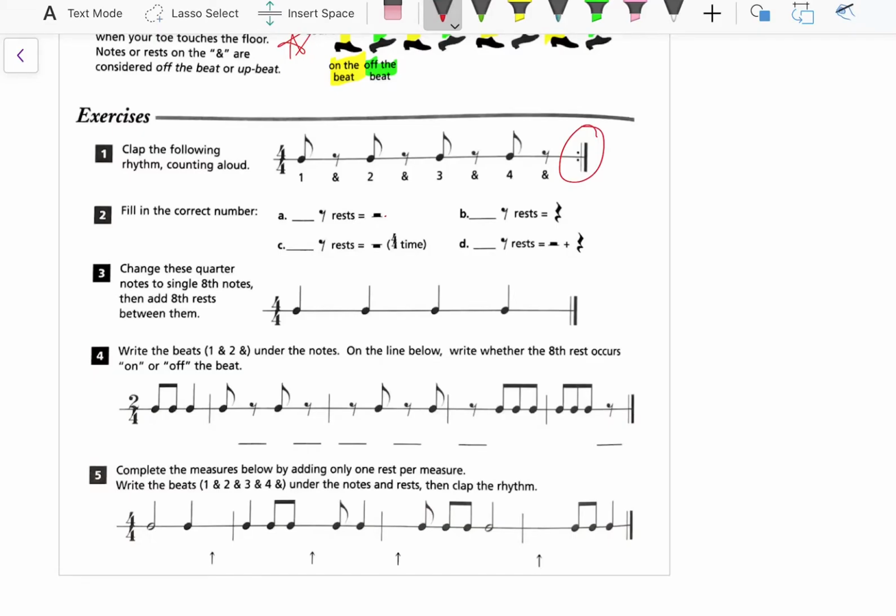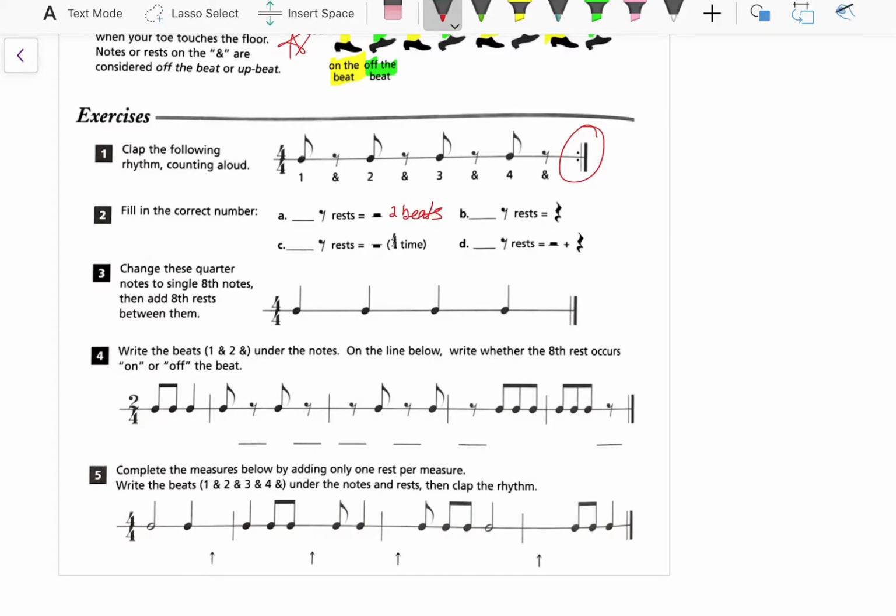Okay, now number 2. You're going to fill in the correct number. So it's looking for a number. So letter A, how many eighth rests equal a whole rest? I'm sorry, a half rest. Well, we learned that a half rest is 2 beats, right?